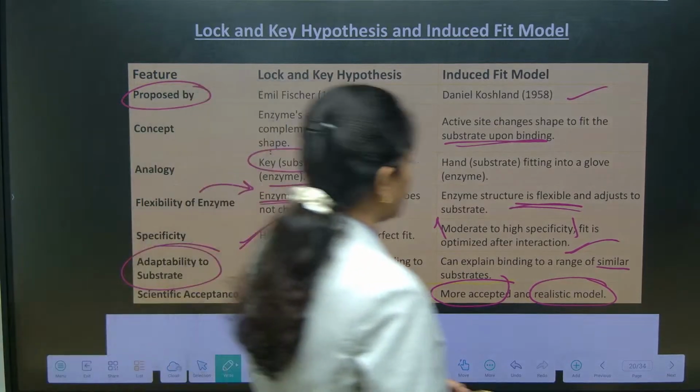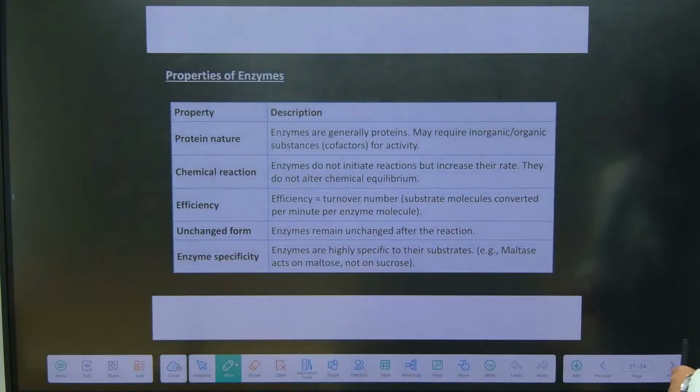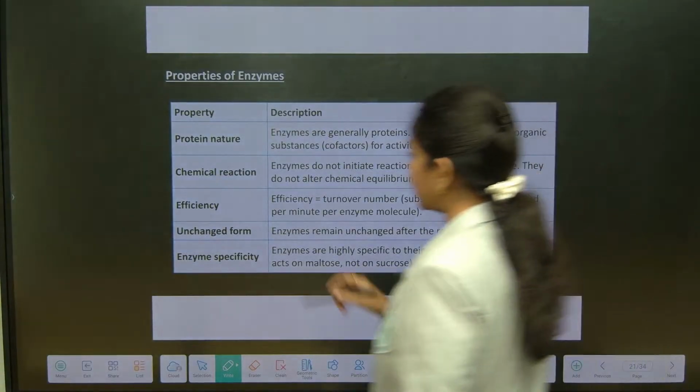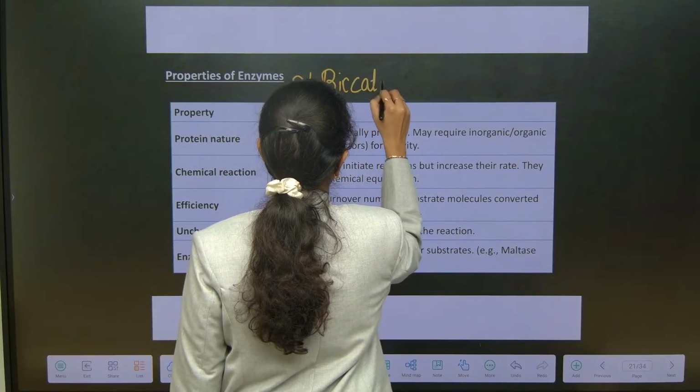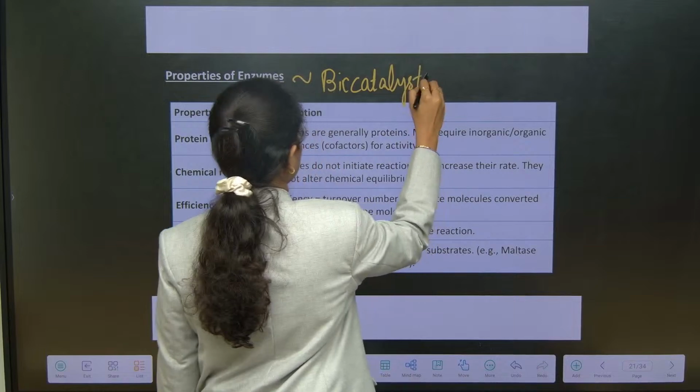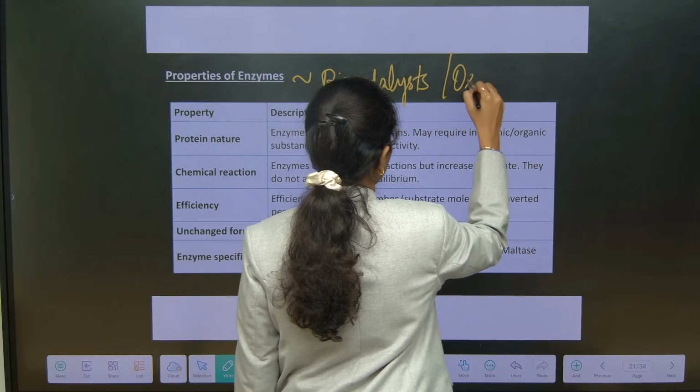And next, we will move on to the properties of enzymes. What are the properties of enzymes? Those are biocatalysts, also addressed as what, ma? Organic catalysts.